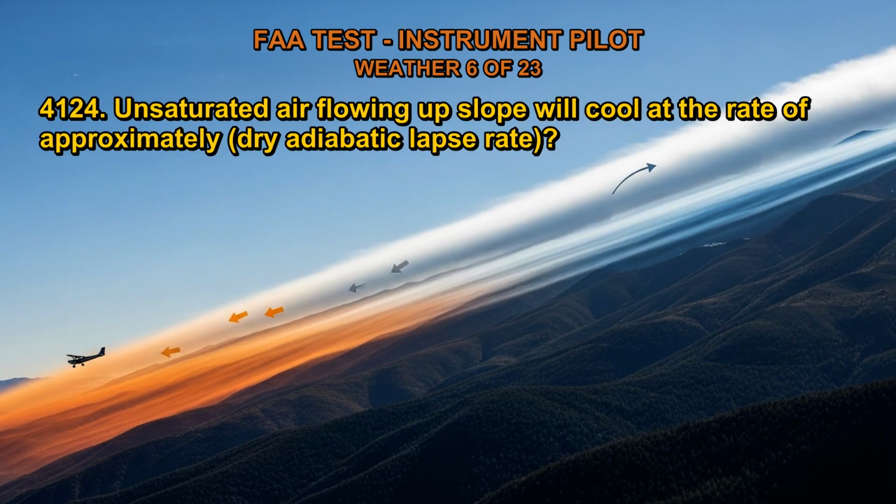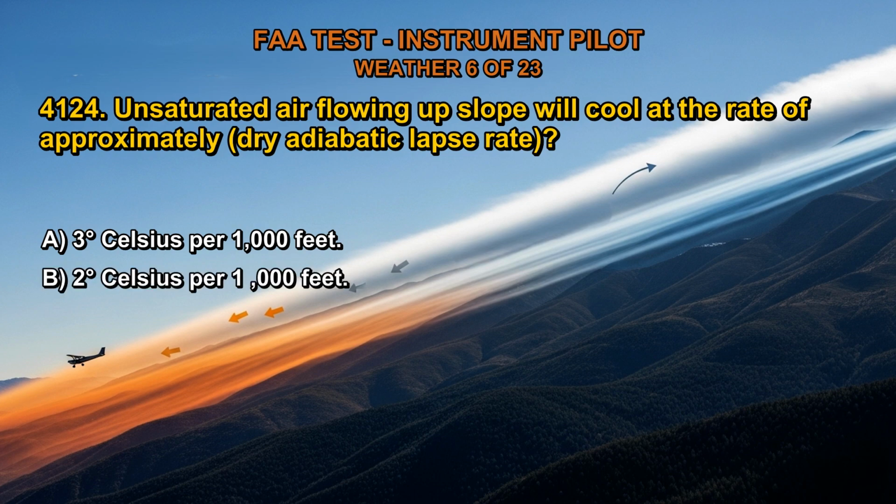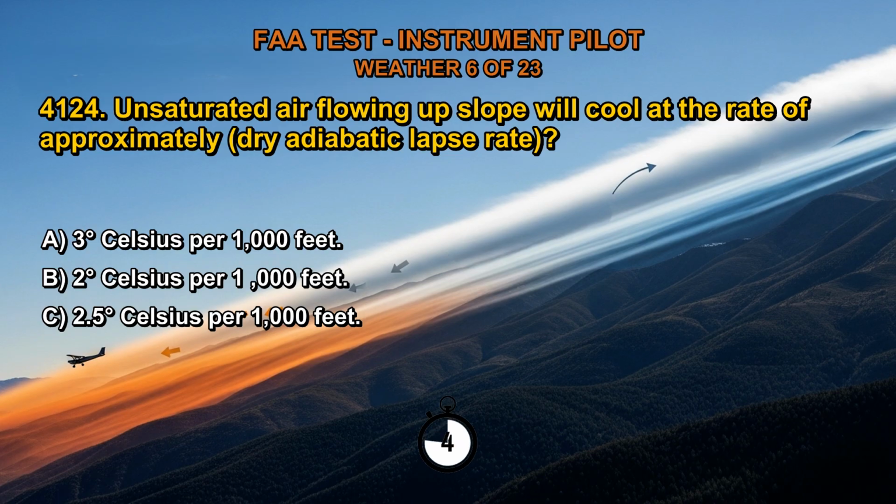4124. Unsaturated air flowing upslope will cool at the rate of approximately the dry adiabatic lapse rate. A. 3 degrees Celsius per 1,000 feet. B. 2 degrees Celsius per 1,000 feet. C. 2.5 degrees Celsius per 1,000 feet. The correct answer is A.